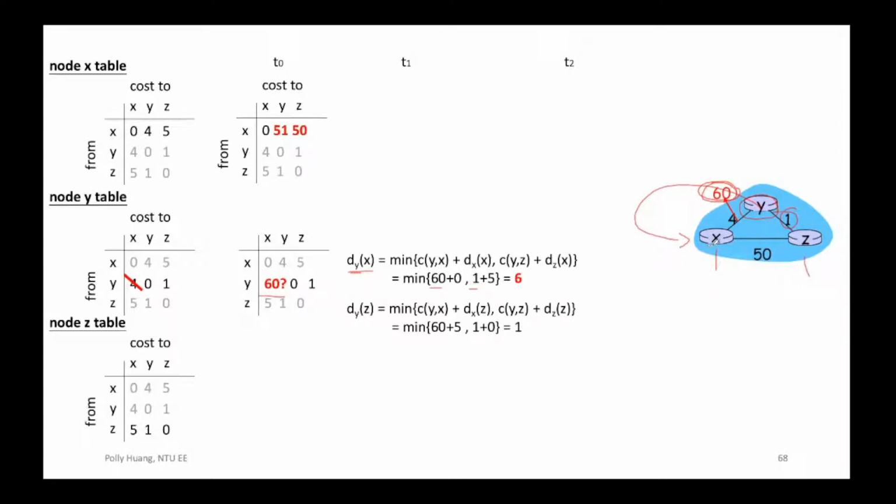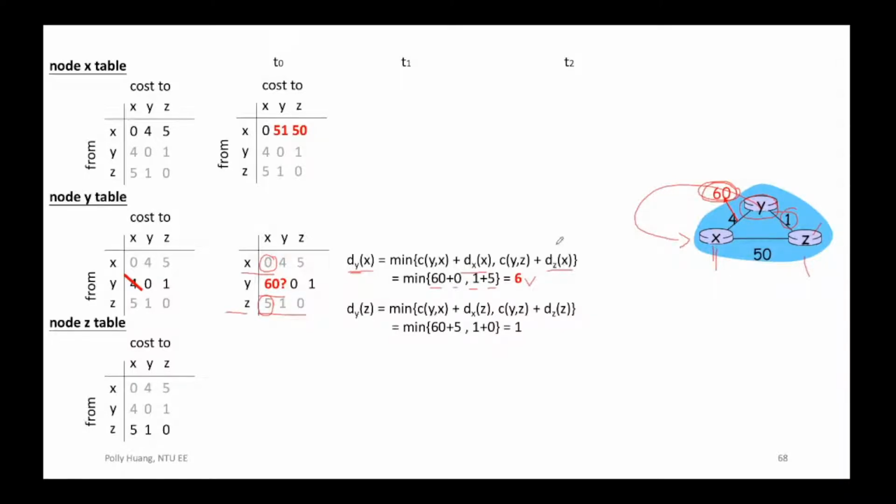Now, going through neighbor x, what is the shortest distance to x? dxx, we'll have to look up the table, dxx, which is 0. Going through neighbor z, what is the shortest distance from z to x? That will be looking up the dz vector and going to x. So it's this guy here, 5. So we put 5 here. And you know what? The Bellman-Ford equation says comparing 60 to 6.